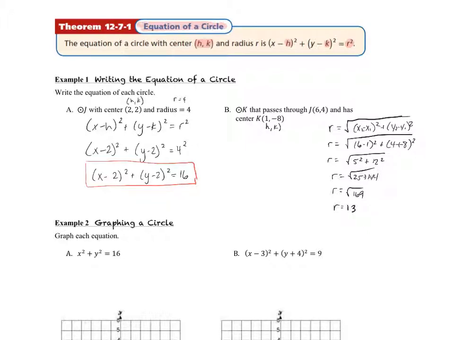So now I can plug into my formula. I've got my h comma k, I've got my r is 13. So I have x minus h, which is 1, that was my center. So (x minus 1) squared plus (y minus negative 8), so that becomes (y plus 8) squared, is equal to r squared, 13 squared, which is 169. So that's my final answer there.